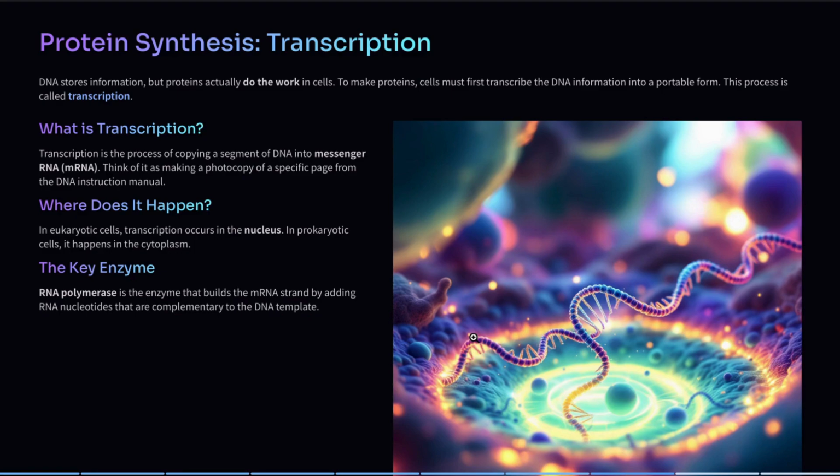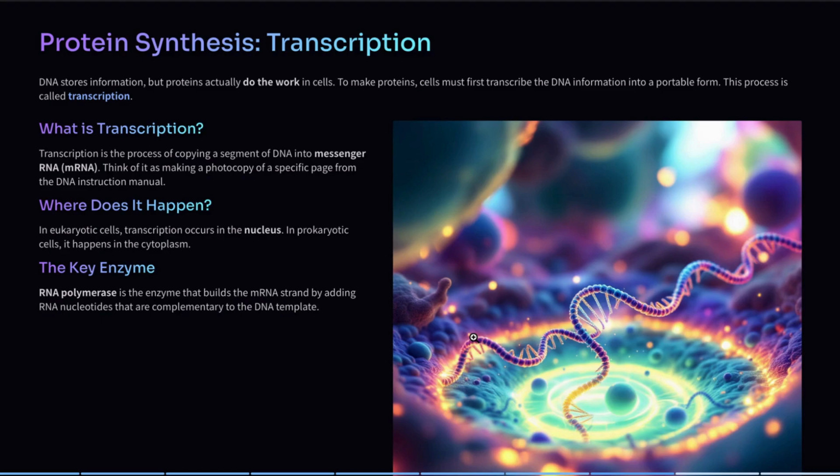The DNA strand unwinds, and an enzyme called RNA polymerase builds a complementary mRNA strand. The key difference here is that RNA uses uracil instead of thymine, so adenine pairs with uracil. Once the mRNA is formed, it leaves the nucleus and travels to the ribosome in the cytoplasm. This is where translation occurs.